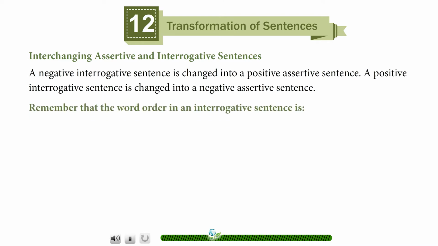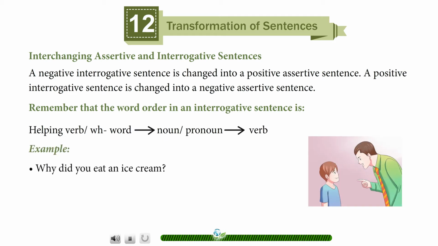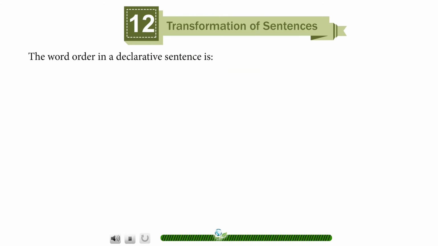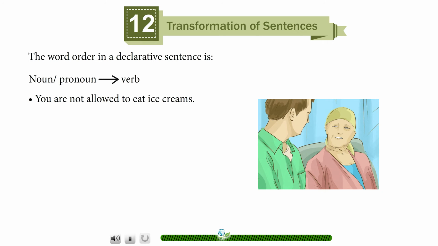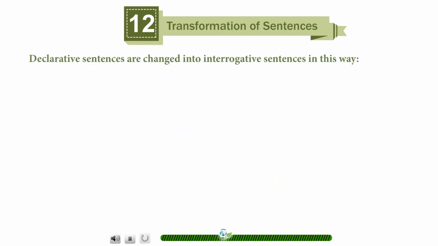Remember that the word order in an interrogative sentence is helping verb or WH word, then noun or pronoun, then verb. Example: why did you eat an ice cream? Am I right? The word order in a declarative sentence is noun or pronoun, then verb. You are not allowed to eat ice creams. I am right. Declarative sentences are changed into interrogative sentences in this way.